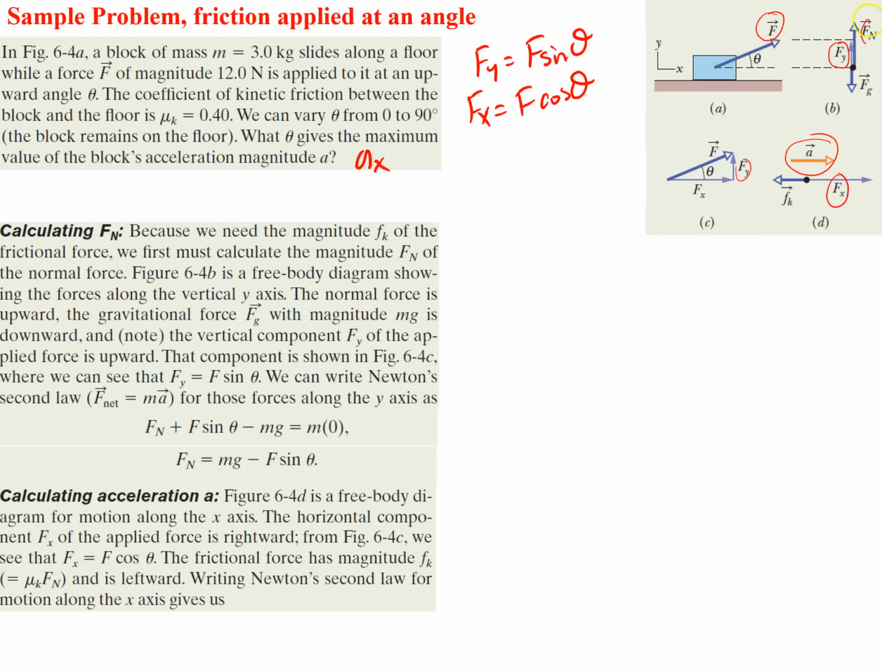So we took our normal force, added it with the bit that's applied in the y direction, and then subtracted the force of gravity, which is mg. Set that equal to 0 because it's not accelerating up or down. All right, so rearranging this and solving for our normal force, we just get mg minus F sine theta.